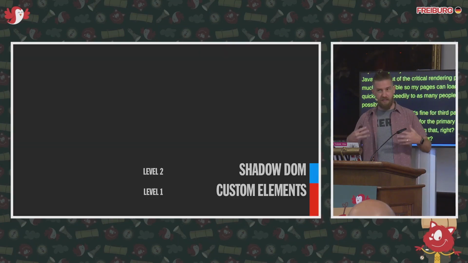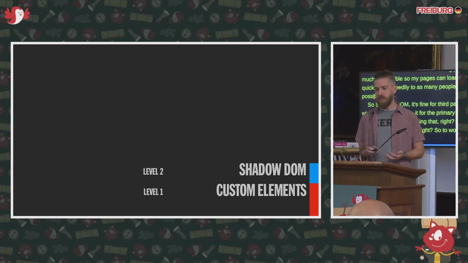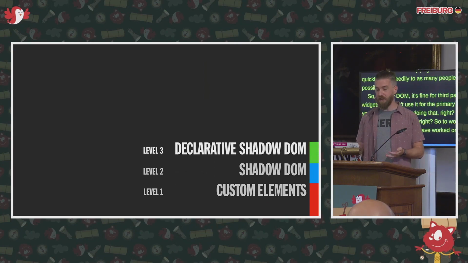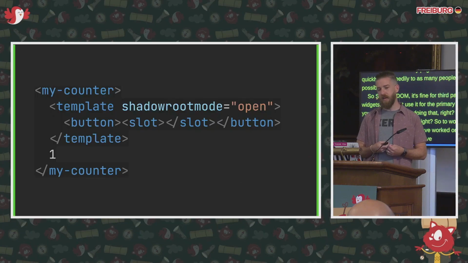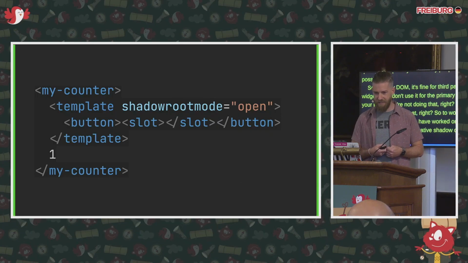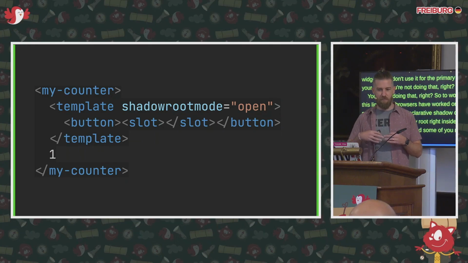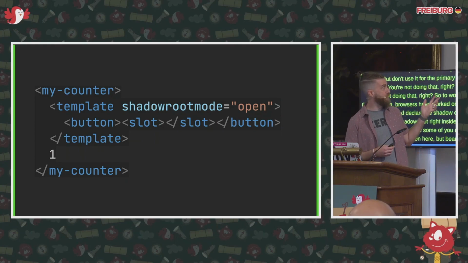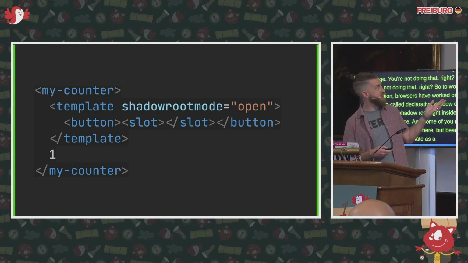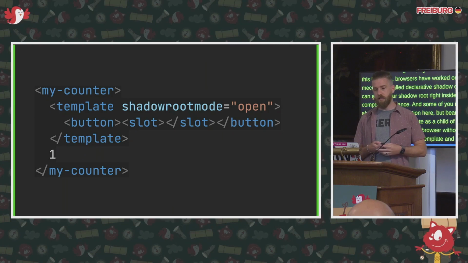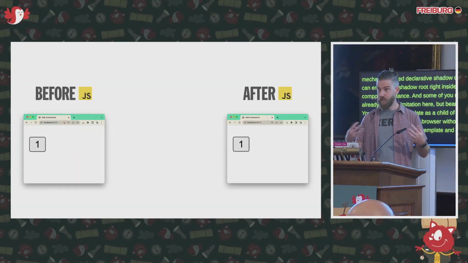So to work around this limitation, browsers have worked on a mechanism called Declarative Shadow DOM. So we can embed our template, our shadow root, right inside of our component instance. And some of you may already see the limitation here, but bear with me. You can put your template as a child of the counter instance, and the browser without JavaScript will reuse that template and insert your child element into the slot, which is great.